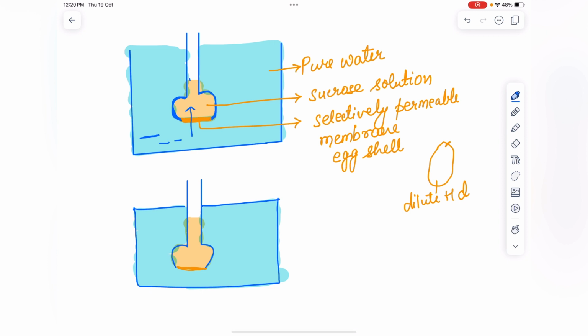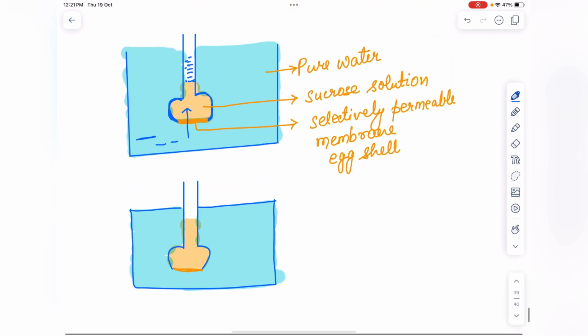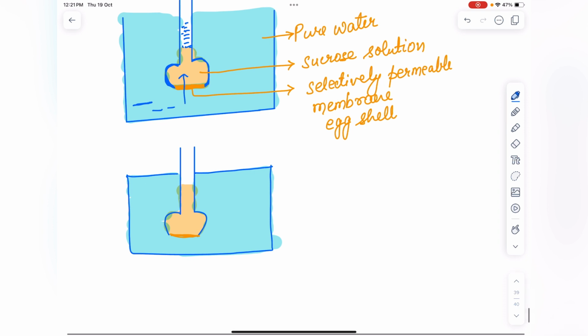So this solution का जो है level वो rise कर जाएगा because the water is entering into the funnel. Till here it is clear. In the next, we'll see what will happen in this. If the same solution is there, this is a pure water and sucrose solution.